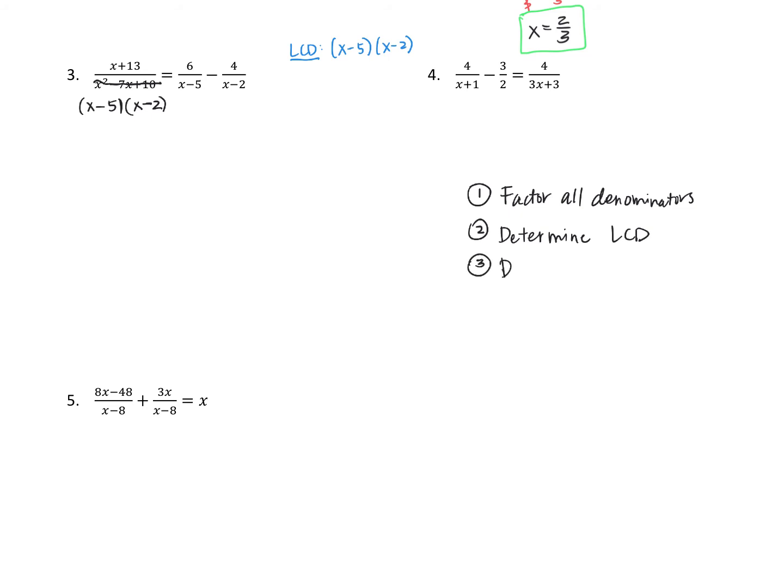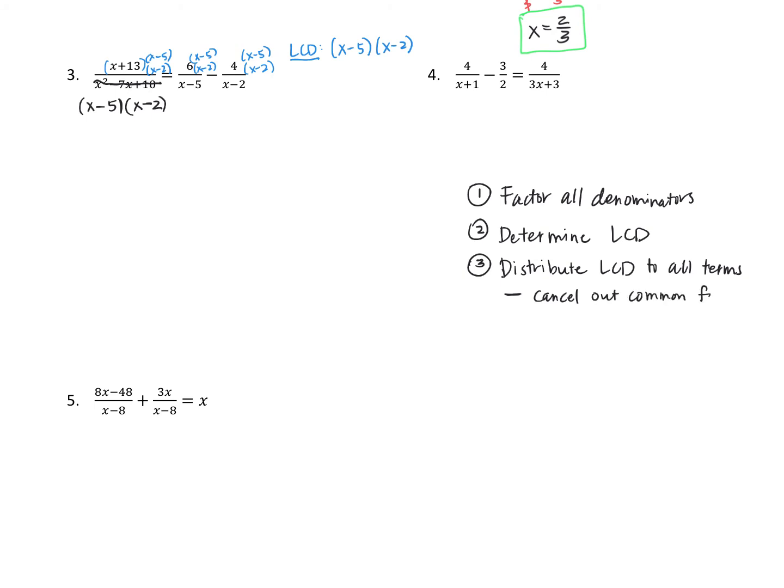The third step is distribute the LCD to all terms. So every term gets the entire LCD. So I'm going to multiply this numerator by x minus 5, x minus 2. This one by x minus 5, x minus 2. And this one by x minus 5, x minus 2. So after you do that, remember that you're not multiplying through by that. You're then going to cancel out common factors.